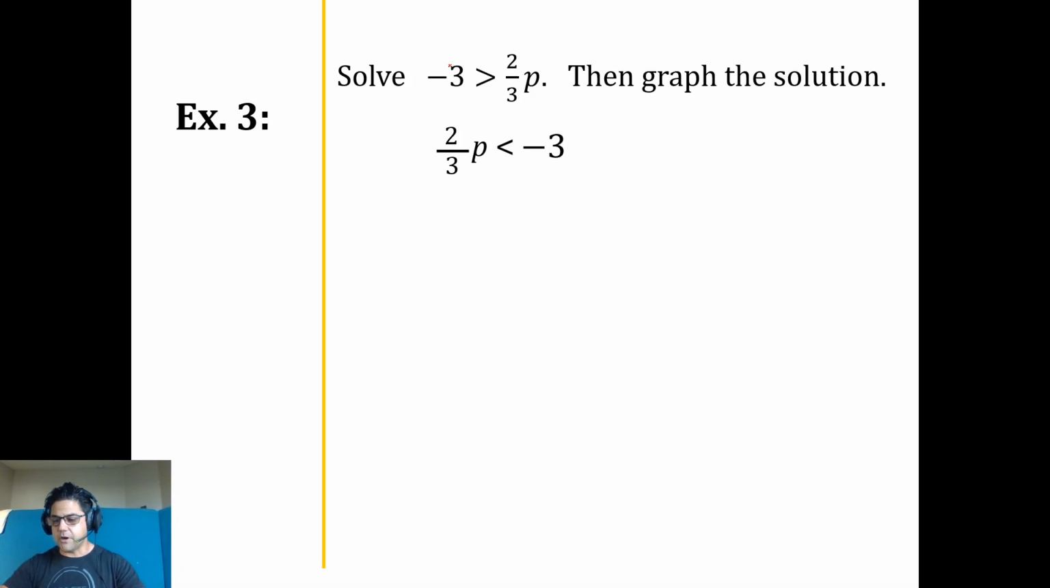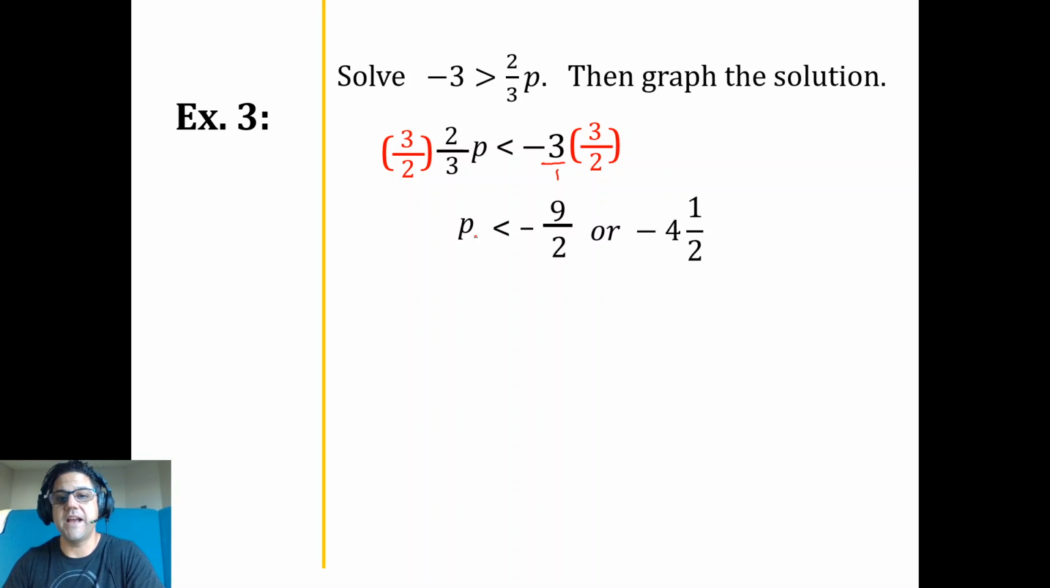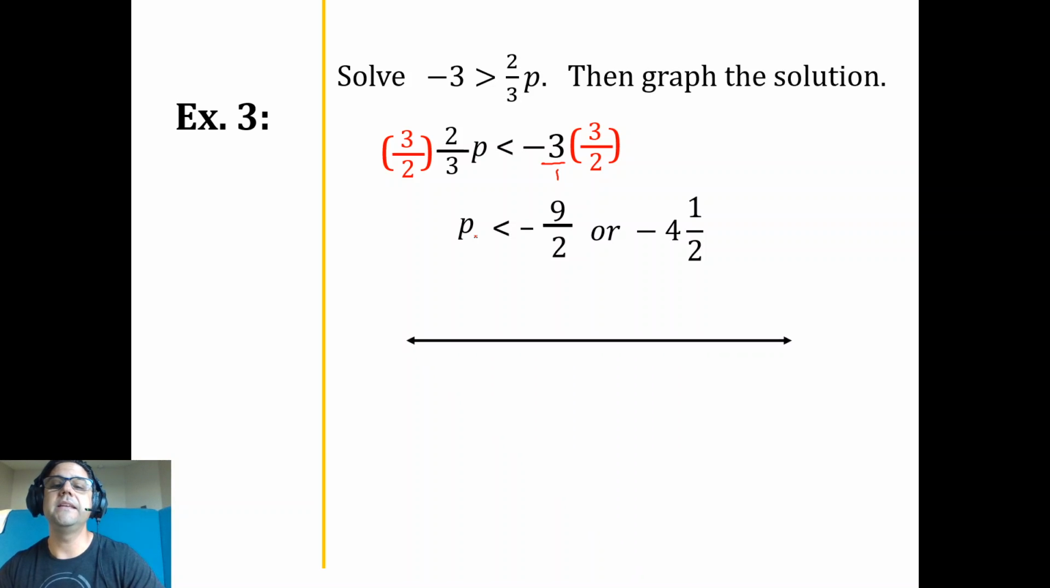Hey, very similar to our previous problem, right? Let's go ahead and multiply by the reciprocal. So if I multiply by 3 over 2, or I can put a little 1 here if that's helpful, that's going to give me p is less than, and I can't cross cancel again, so it's negative 9 over 2 or negative 4.5. Now we really like the half idea because, again, we can easily identify where that's going to be on our number line.